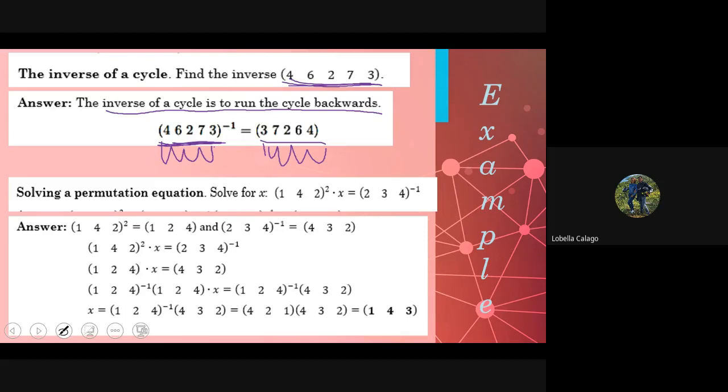Okay, so solving a permutation equation. So, isosolve natin ito dito. So, we all know that this inverse is 4, 3, 2. Yung (1 4 2) squared is equivalent to (1 2 4). And (2 3 4) inverse is equivalent to (4 3 2). Ayan.